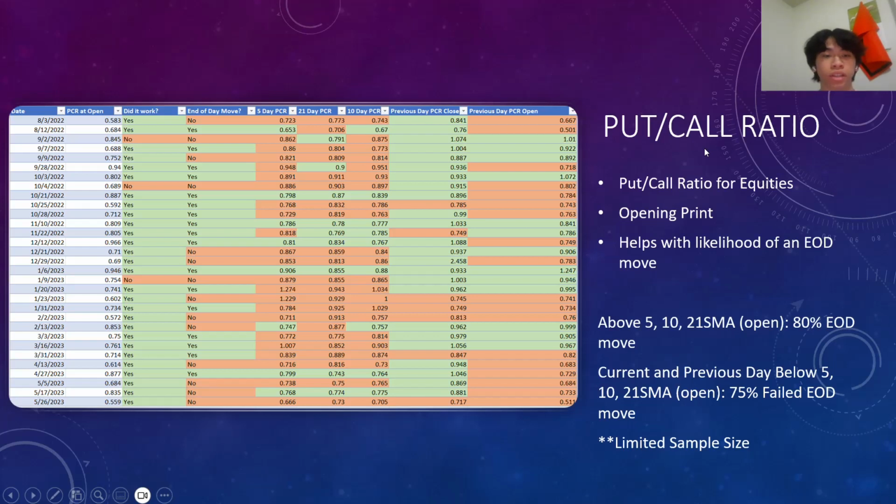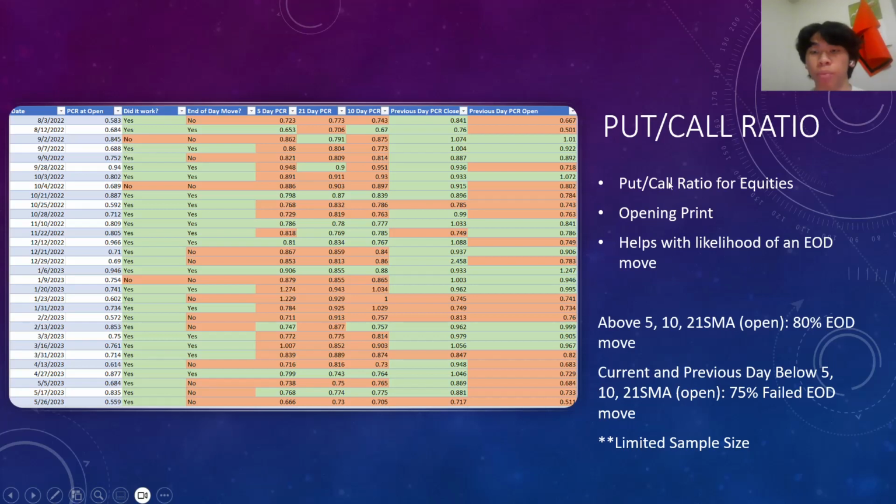index options are usually dominated by institutional players using it as a hedge. So with so many institutional players using index options as a hedge, it doesn't really truly represent the directional sentiment of the market. Equities, on the other hand, have a lot of retail traders playing large directional moves. So that really represents the sentiment and what people think as of that moment.